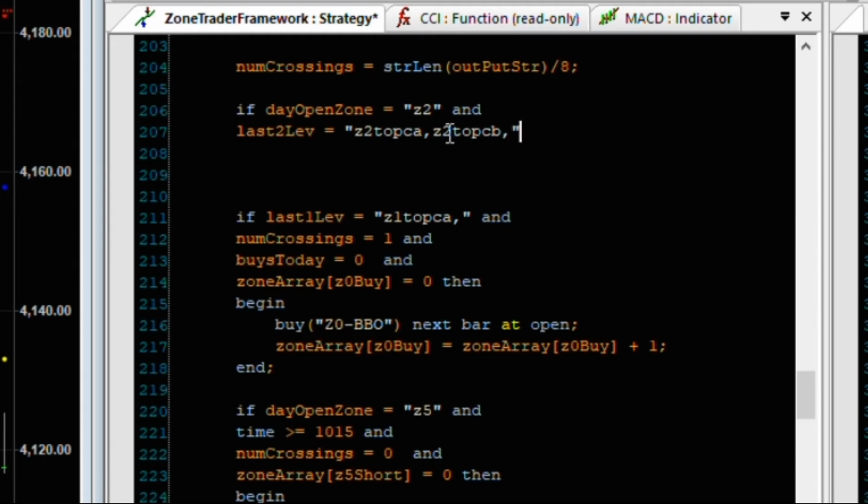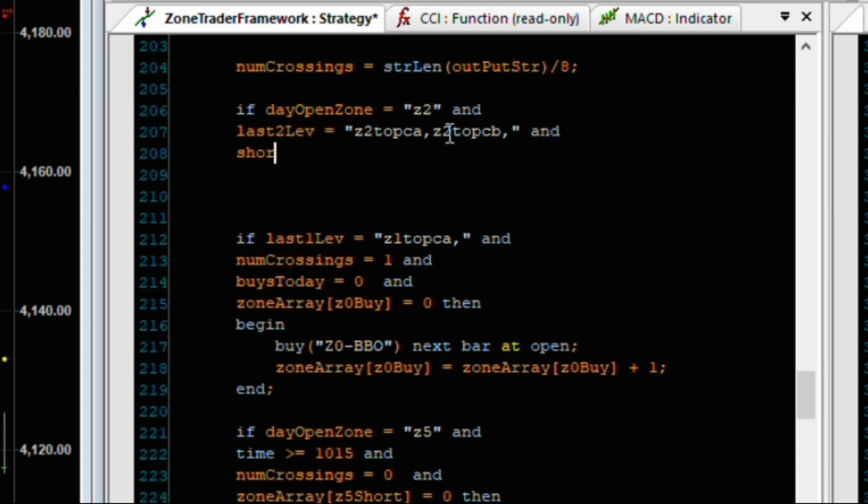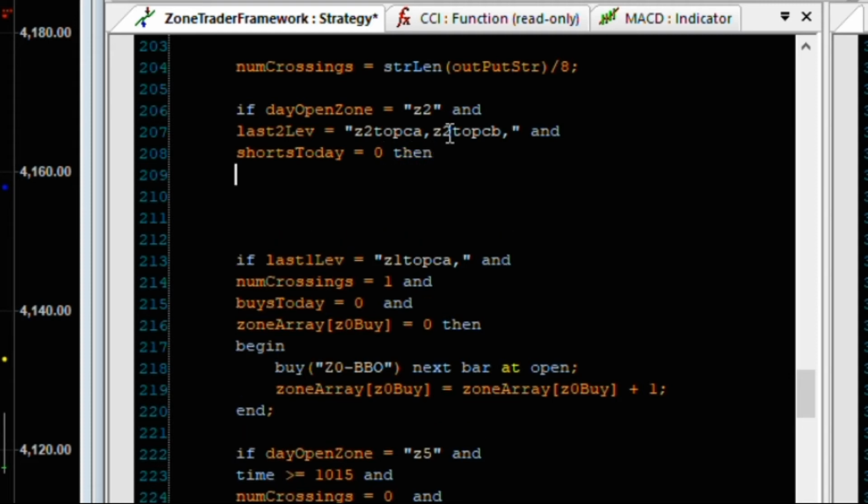Okay. So if today's open is in zone 2 and the last two level crossings are a zone 2 top cross above and a zone 2 top cross below, and I have not shorted anything today, and my shorts today is equal to 0. Basically, it's the first short of the day. Then, what do I want to do? I want to go ahead and say I want to sell short.